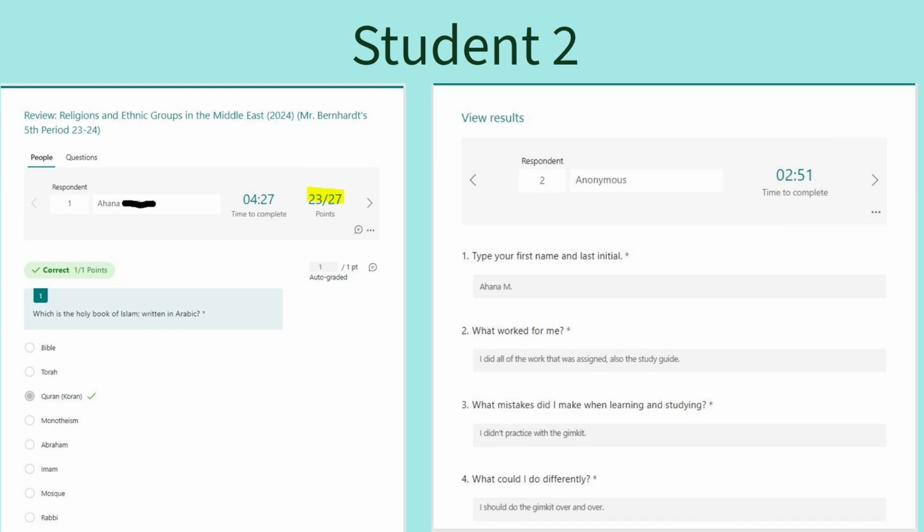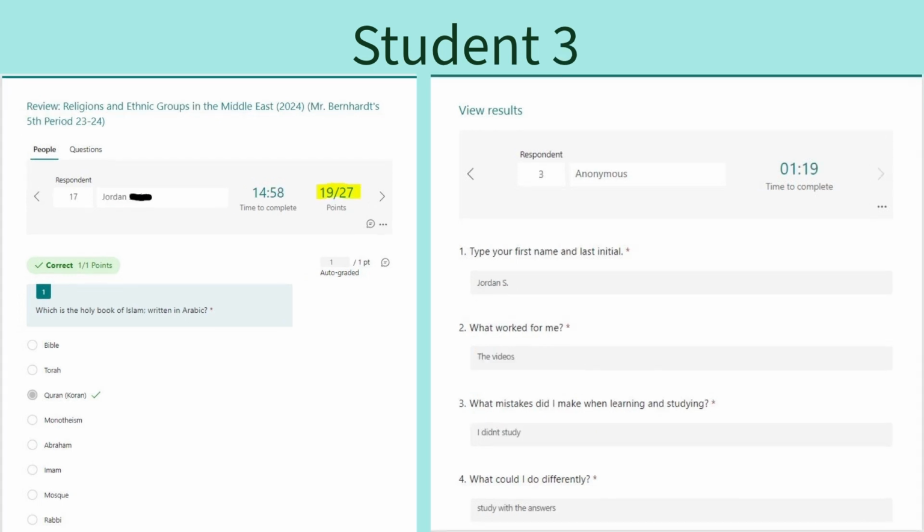Ahana did better, earning 85% of the points on the test. She is less descriptive than Jathra was, but at least I know she did her work and the study guide, all of which I can verify, of course. And then we have Jordan. Her test was less than stellar.